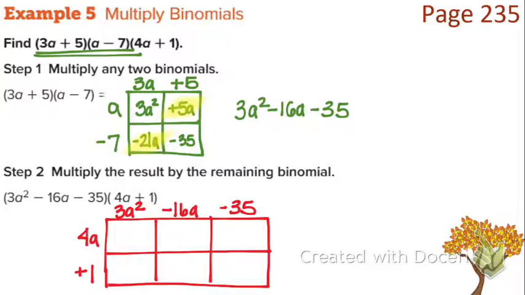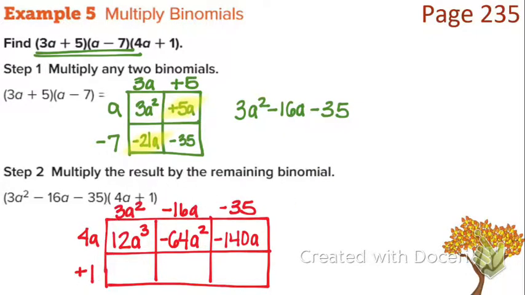Okay, so let's go ahead and fill in our squares. In this first square, we have 4a times 3a squared, and that's 12a cubed. And then we have 4a times negative 16a, so that should be negative 64a squared. Who had negative 64a squared? All right, good. Then we have 4a times negative 35, so that would be negative 170a. Who had that? Wait, oh, negative 140, I'm sorry. Negative 140a. Who had that? Negative 140a. Okay, good.